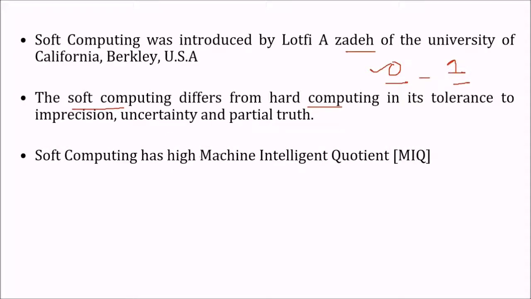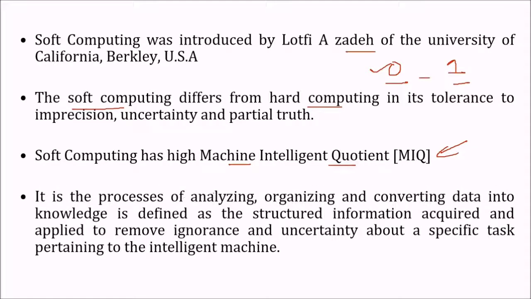So soft computing has high machine IQ. For people, intelligence has a parameter or measurement. We say he has a good IQ or he is low in IQ. But soft computing has high machine intelligence quotient. So it is the process of analyzing, organizing, and converting data into knowledge, which is defined as structured information acquired and applied to remove ignorance and uncertainty about a specific task pertaining to the intelligent machine.